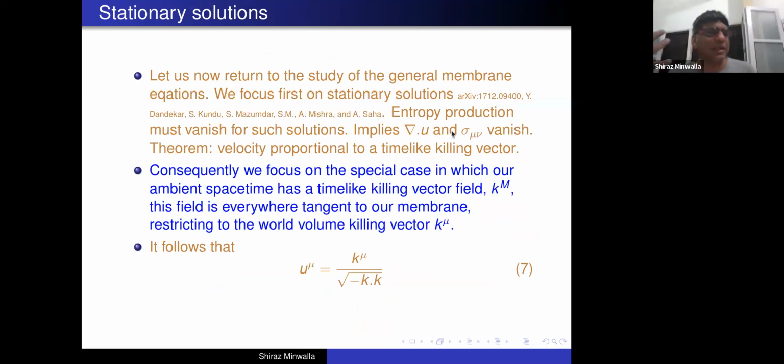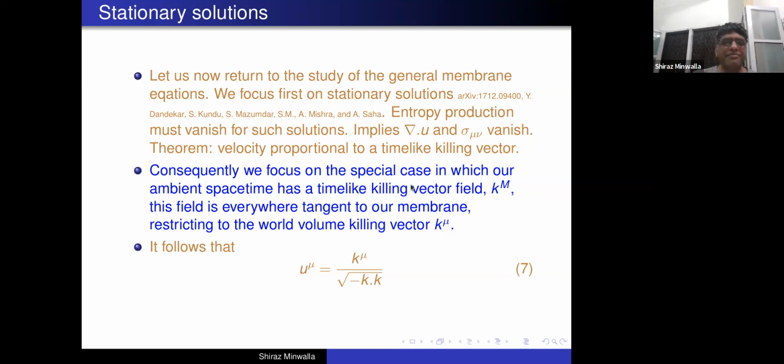Now, it's a simple theorem one can prove for oneself that if you've got a velocity field in a space-time that has 0 divergence and 0 shear, then all such velocity fields are easy to classify, and in fact, this velocity field must be proportional to a time-like Killing vector in the space-time. So if we want stationary solutions, the velocity field has to be proportional to a time-like Killing vector. Let this time-like Killing vector be k mu. So k mu could be d by dt, and then we would get the Schwarzschild solution, or it could be d by dt plus d by d phi, and then we would get a Kerr-type solution.